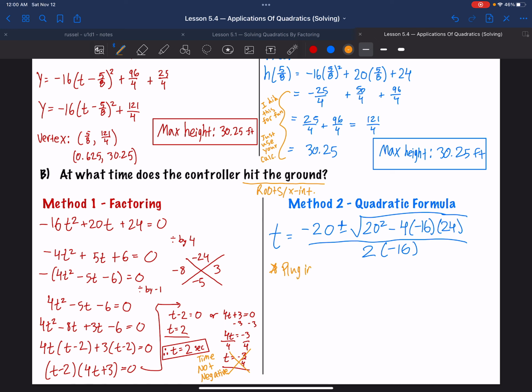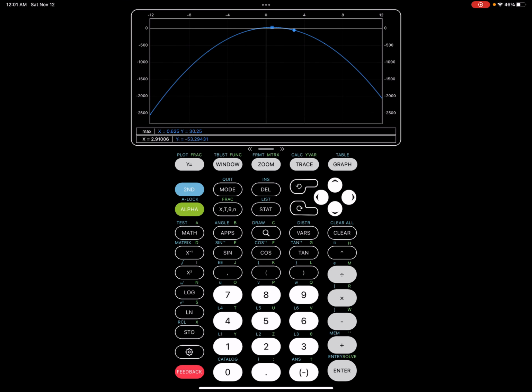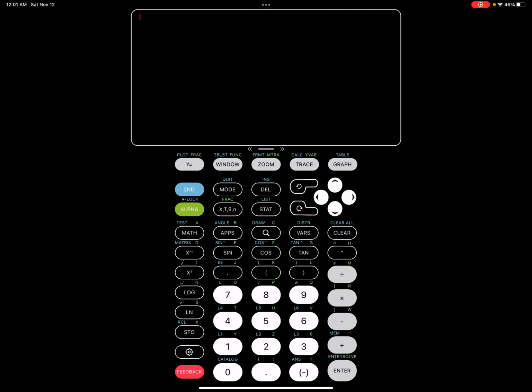Plug into calc. That's all you've got to do. You plug this into a calculator. I'm not going to pull open Desmos and do that on my iPad because I don't want to go back and forth. Okay, so it's a negative 20. You know what? Hold on, let me show you something, because you want to use the graphing calculators, right? Get away from Desmos.